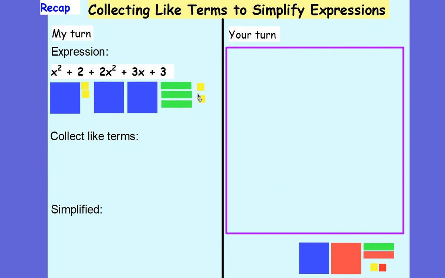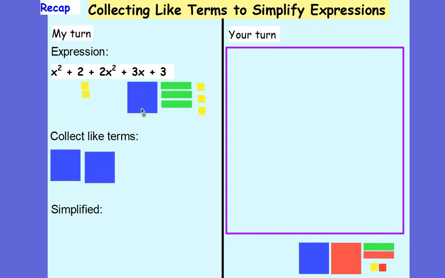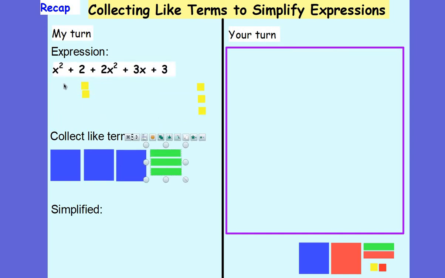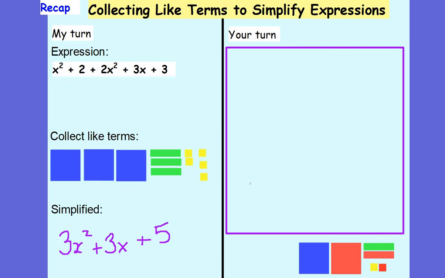Now I'm going to collect like terms, by which I mean I'm going to put any tiles that look the same together. So I'm going to put my blue tiles together, my green rectangles that are already together, and my yellow tiles. So if I simplify this expression, I've now got 3 lots of x squared plus 3 green rectangles, which is 3x, plus 5. Each of those yellow squares is worth positive 1, and I've got 5 of them.